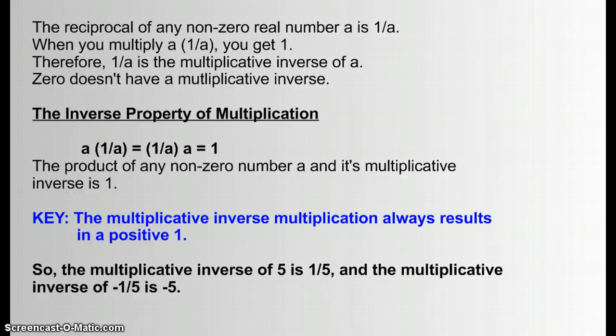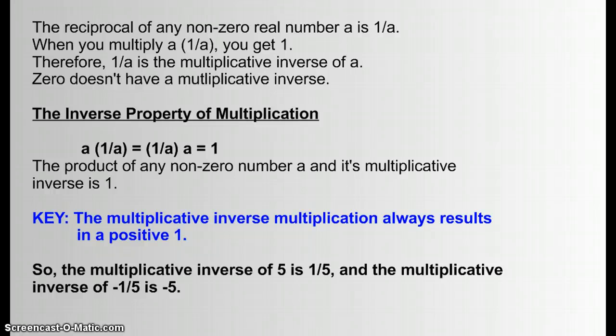Therefore, what they call 1 divided by a is the multiplicative inverse of a, or I just shorten it and call it the inverse. Right? Whenever I say the inverse, I'm talking about the multiplicative inverse. 0 doesn't have a multiplicative inverse because you can't divide by 0, so 1 divided by 0 is undefined. But every other number has a 1 divided by that number that's a multiplicative inverse, and when you multiply it by the original number, you get 1.